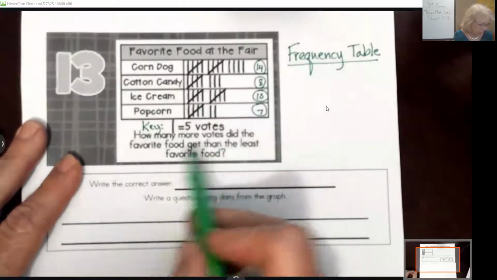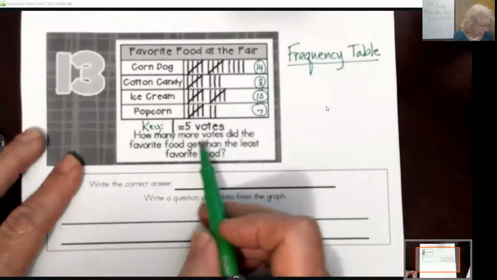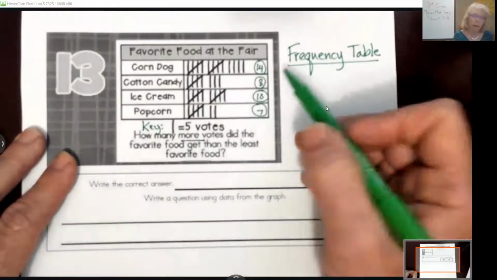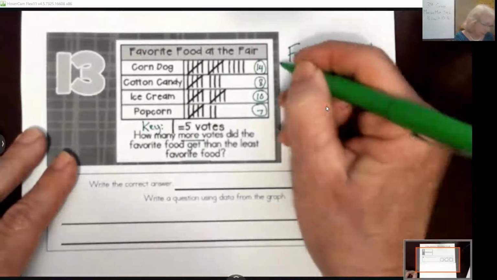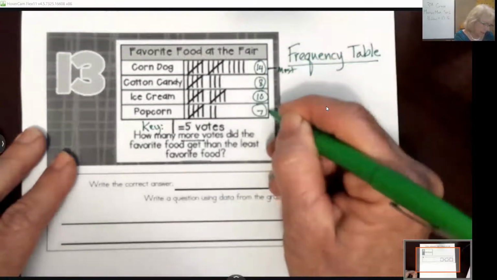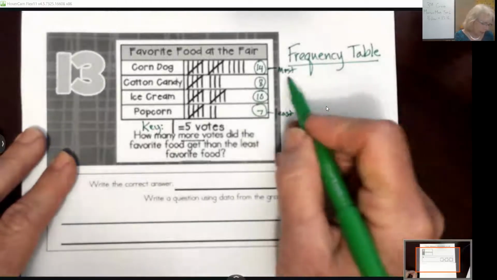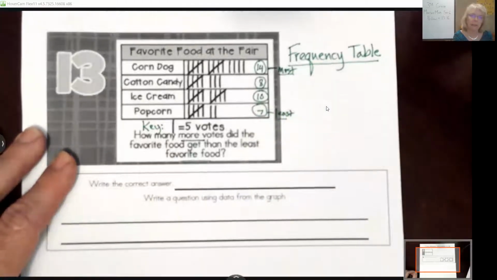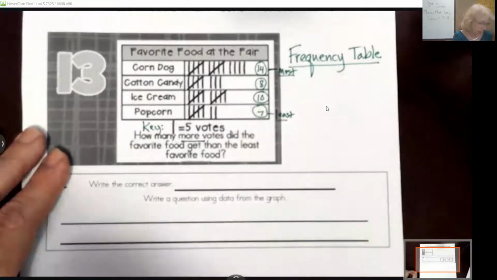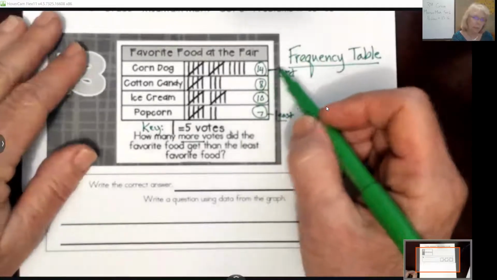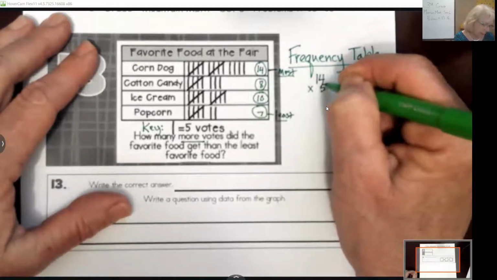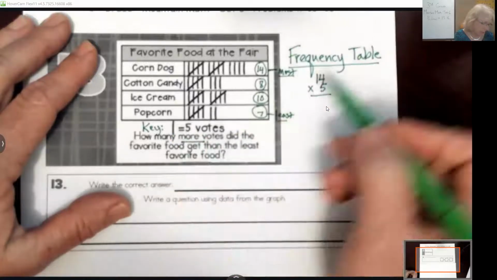Okay, so it's saying how many more votes did the favorite food get than the least favorite food? So let's go to our highest number and our smallest number. This is our most favorite, and this is our least favorite down here. But it's not so easy as just comparing 14 to 7 because each tally mark counts for 5 votes. So we need to do a little multiplication here to see how many votes 14 tally marks count as. We have to take 14 and multiply it times 5 because it's 5 votes for each tally mark.